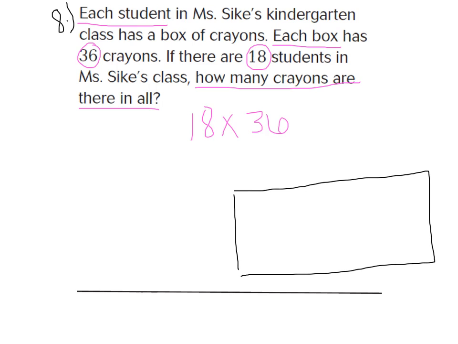Well, to solve this problem, I need to draw my box model. And I'm going to cut it into 4 pieces. I know that I'm going to have to break up my first factor, which is an 18. An 18 breaks up into a 10 and an 8. Then I'm going to need to break up my second factor, 36, and that breaks up into a 30 and a 6. Now, my box model is ready for multiplying, so I want you to see if you can find the partial products that go into the box model and then add them up in the end to get your final answer. Go ahead and press pause and work on this problem.